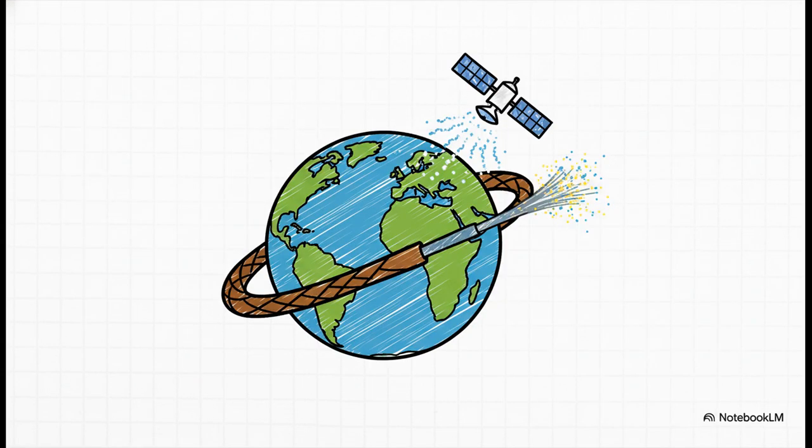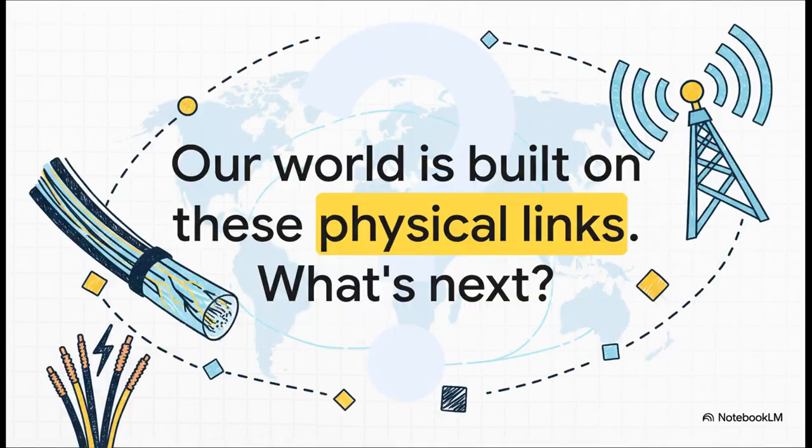So when you step back and look at the whole picture, the internet is just this incredible physical machine. It's this amazing system that starts with a simple twist in a copper wire, stretches to laser beams flashing through glass between continents, and reaches all the way up to signals beamed down from space. Our entire digital world is built on this physical foundation. And as our hunger for data just keeps growing and growing, the real question is, what's next? What will be the next physical link that engineers invent to keep up with our limitless digital dreams?